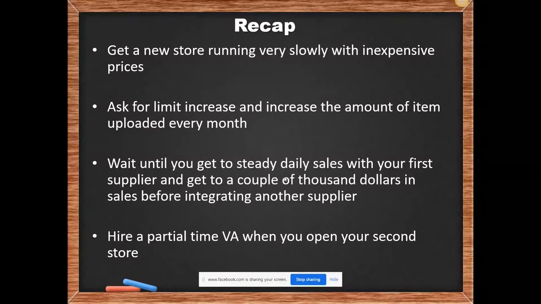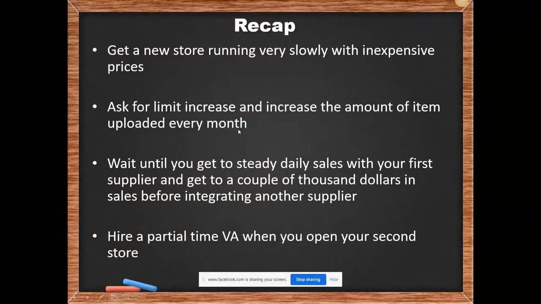Okay, so really how to do your first initiation, how to generate the first sales, how to work with your first VA, and so on. So let's just recap everything. Get a new store running very slowly with inexpensive items from a safe category. Again, I recommend home and garden, works every time. Then you ask for a limit increase and increase the amount of items uploaded every month.